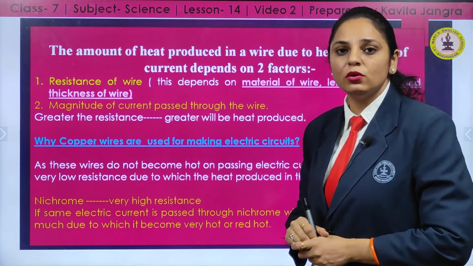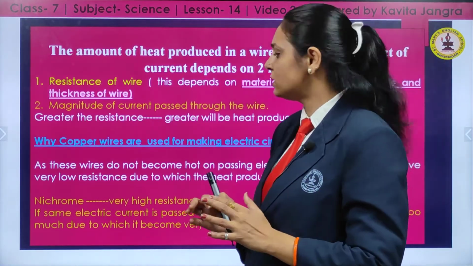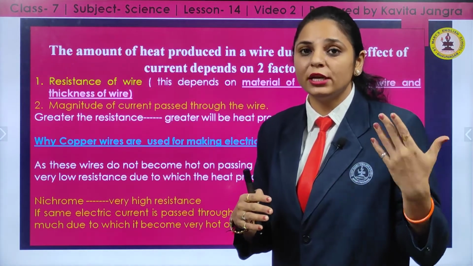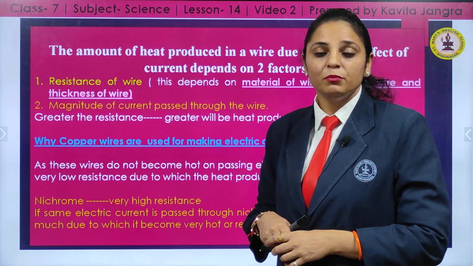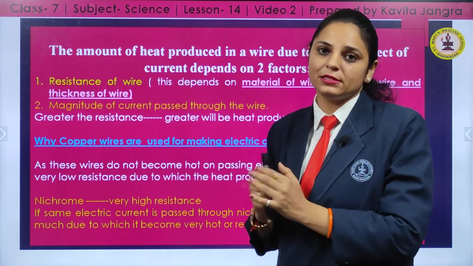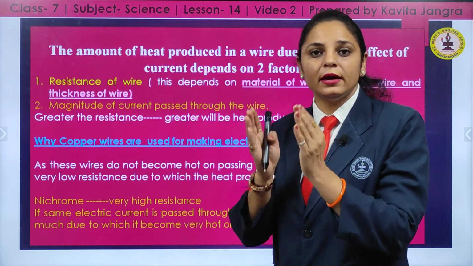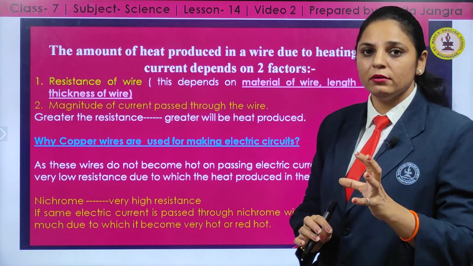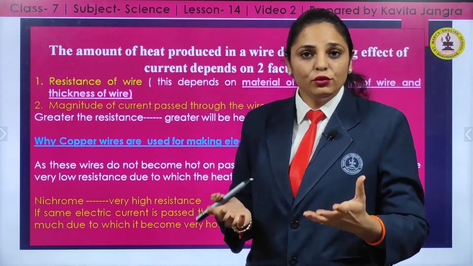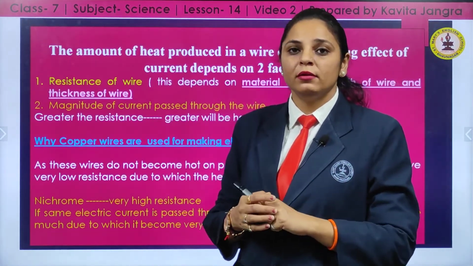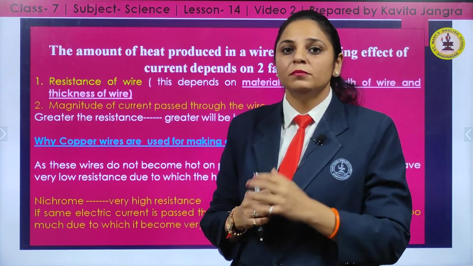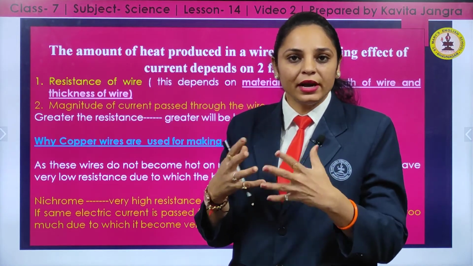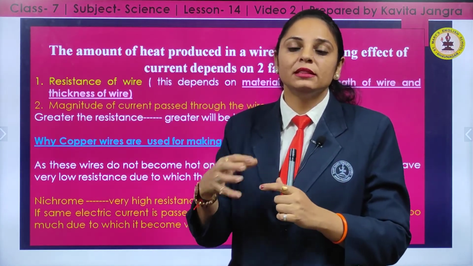So one question to you: why is copper wire used in making an electrical circuit? Why are we using this? Why are we not using the nichrome and the tungsten filaments? Because of the low electrical resistance. They will oppose the electric current less. Copper wires don't become hot when the current is passed through them. You know very well, if the wire through which the current is passing has high resistance, then what will happen? It will become red hot, and this red heat will result in burning.